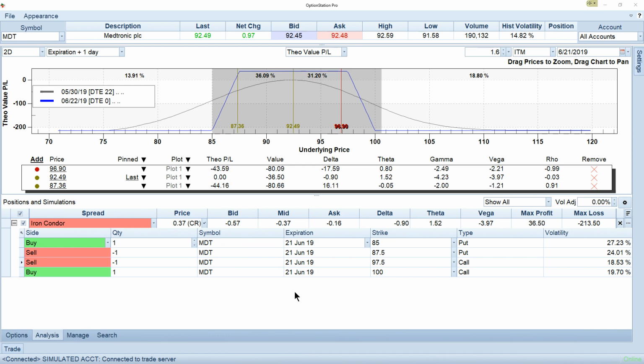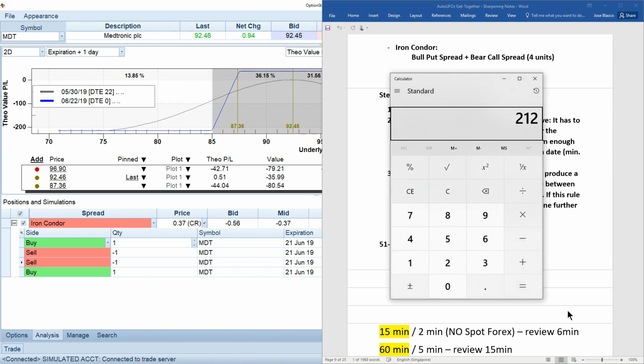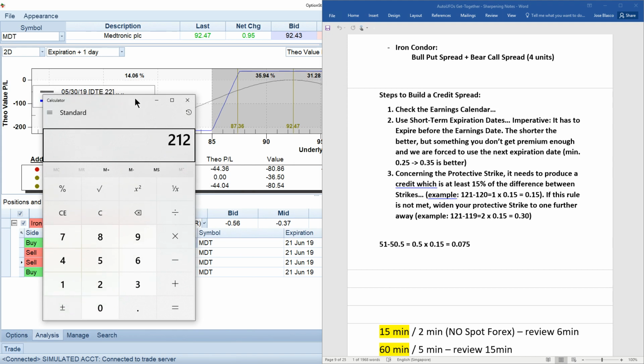So building the condor needs to also meet certain rules. The rule that we have is that we want to look at the maximum risk, and we want to make sure that at least 15% of the maximum risk is the amount of premium we collect. So how much is the risk? Well, the risk in this case is the distance between strikes, 250, and 15% of that is 37.5. 37.5 is the minimum that we would want to collect to be able to execute the condor.